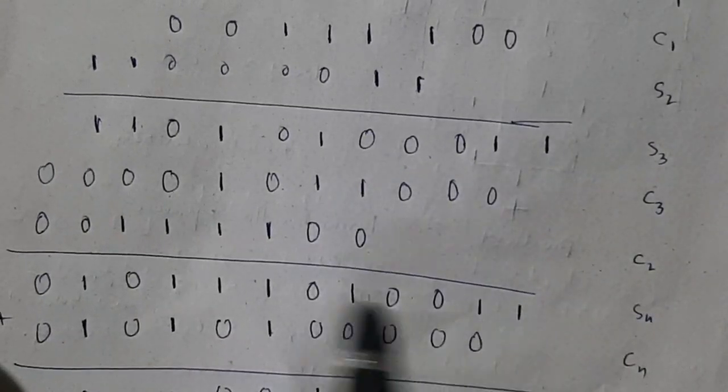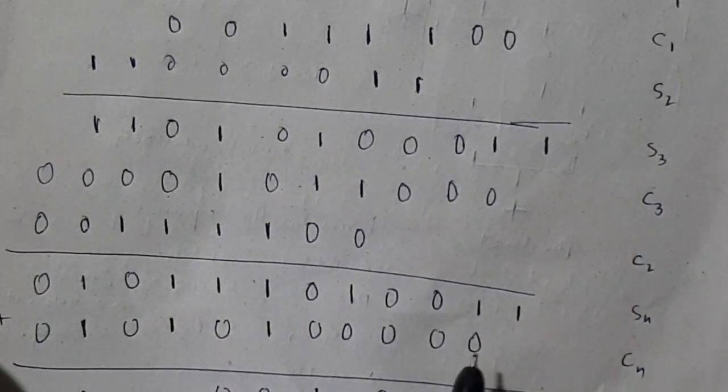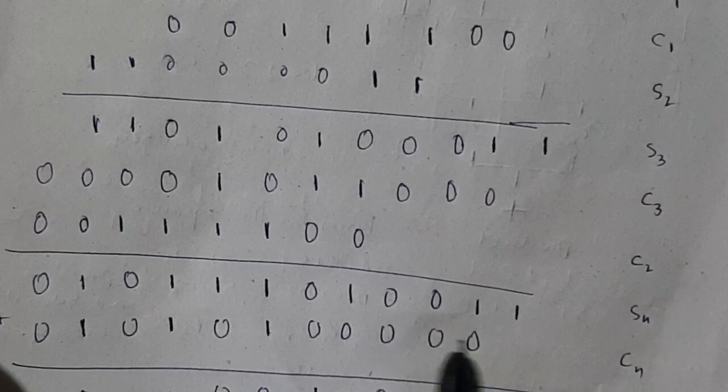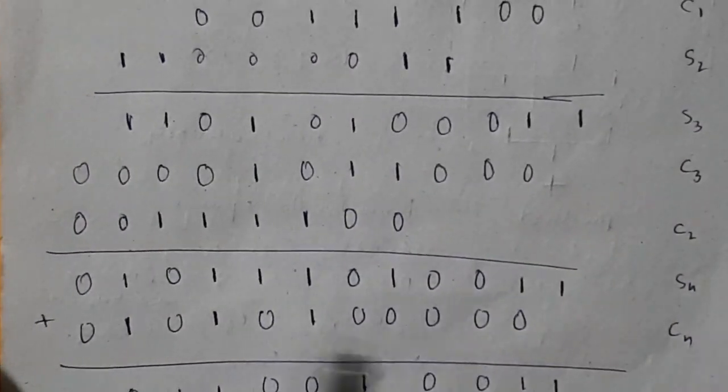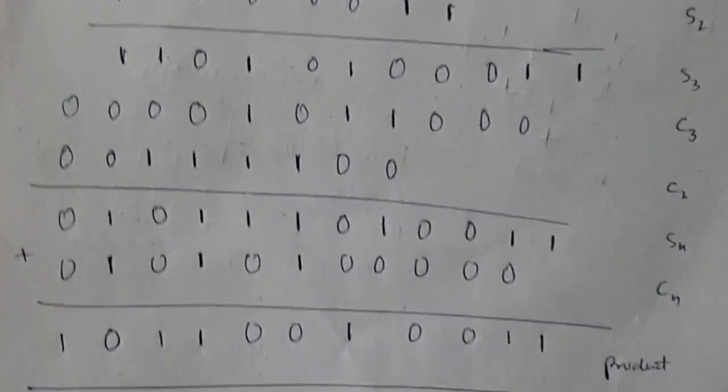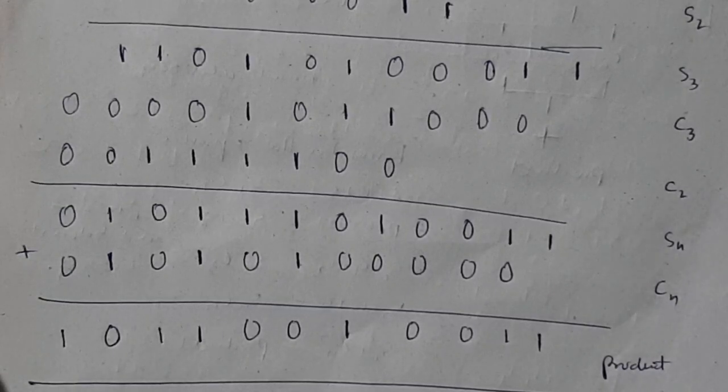Whatever sum you get, you will write here, and whatever carry you get, you will write in the next place. Like that for the whole you need to do. Then at last add S4 and C4 to get the final product. If you do this much, you can expect good marks.